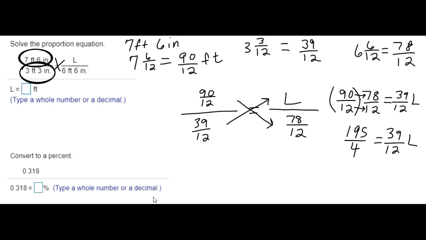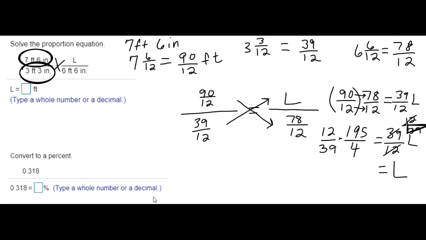I could divide both sides by 39 over 12, but if you recall, to divide a fraction, we keep it, change it, flip it, or multiply by the reciprocal. So instead of dividing by 39 over 12, I'm going to multiply by 12 over 39. What I do to one side, I need to also do the other side. And so notice what happens. The 39 and the 39 cancel to be 1. The 12 and the 12 cancel to be 1. So we're left with just 1L.